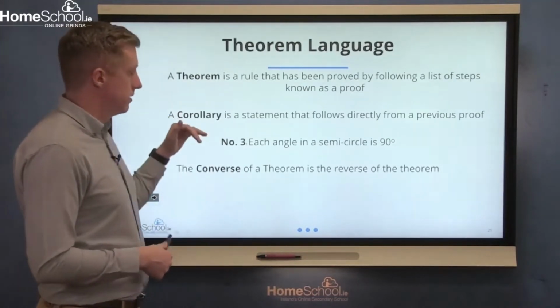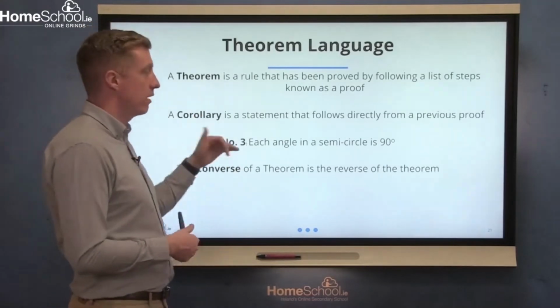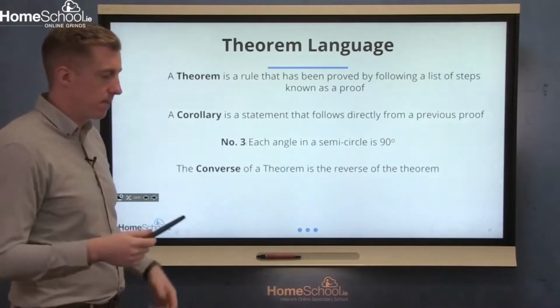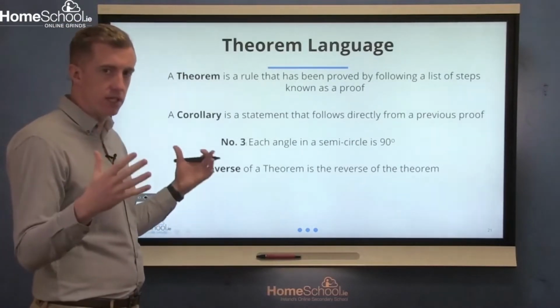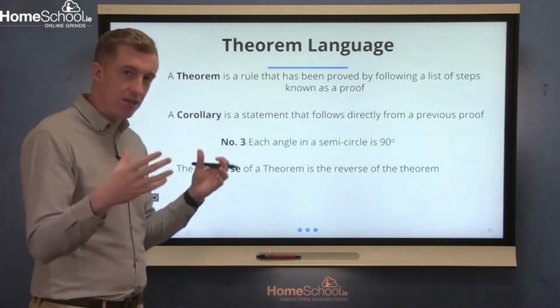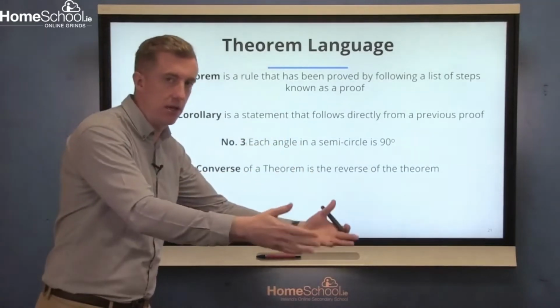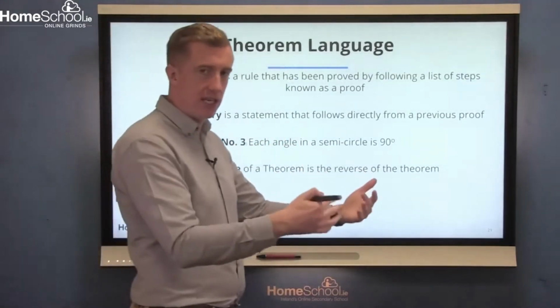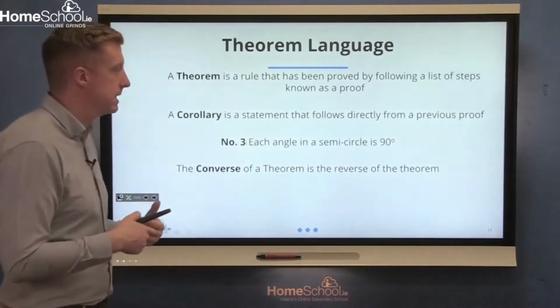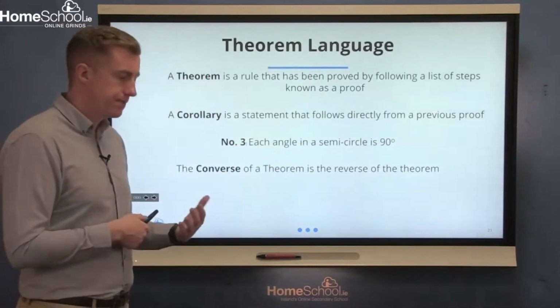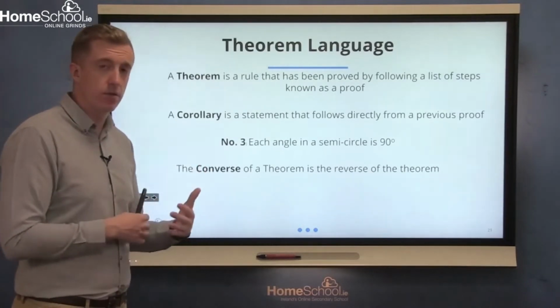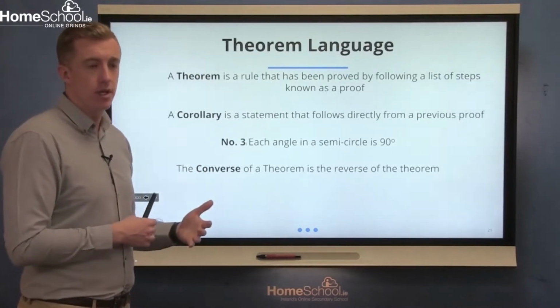A corollary is a statement that follows directly on from a previous proof. Now, what that means is I have done this proof and I've proven this idea to be true, and because of that, here's another little idea that's now true. So it's not a completely new idea, it's connected to the proof just before it. And something I should say is quite important: when you look at these theorems, they have to be done in order.